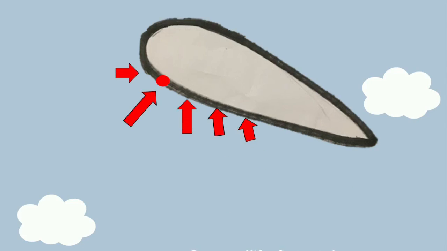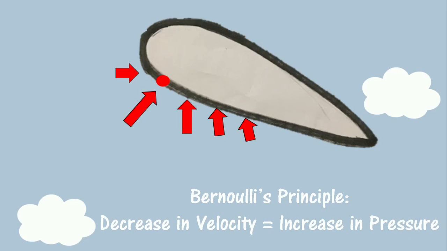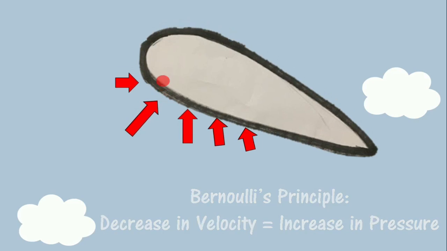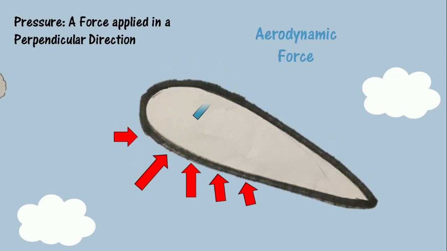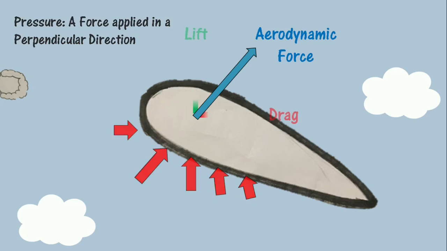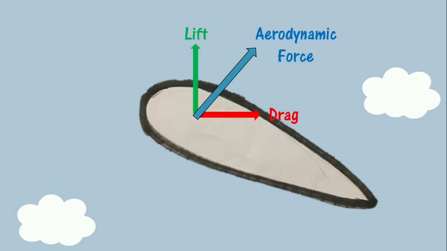However, in conformance with Bernoulli's principle, this results in a gradient of high to low air pressure below the airfoil, and as pressure is just a force applied in a perpendicular direction, we can again use Newton's third law of motion to show that an aerodynamic force is created. This bubble acts upward on the airfoil, causing an acceleration upwards, and therefore a component of this force is lift.